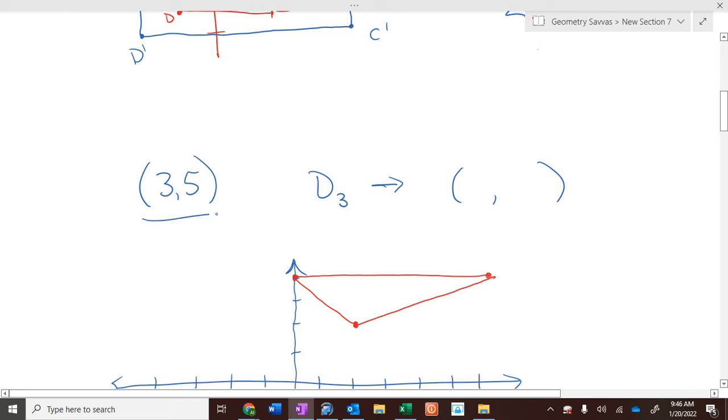If you dilate the point (3, 5) with a scale factor of 3, what will be the new ordered pair? (9, 15). (9, 15) is the new ordered pair.